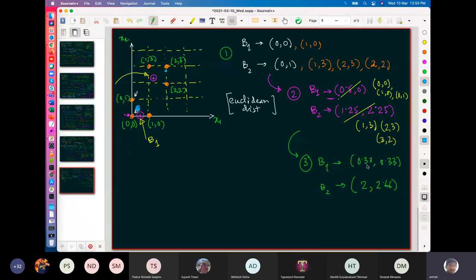No, this is 5 by 3. Sorry, this is 1.66. I made a mistake. This is 1.66. This is 2. So the point here is 1.66. That means around this line. This is the new centroid.